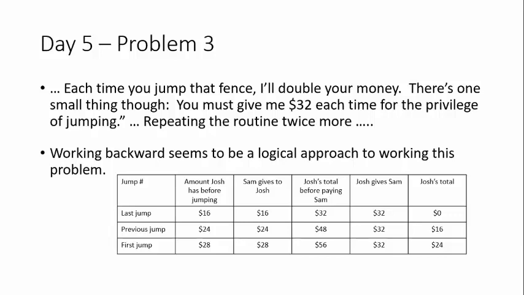After the last jump, Josh had no money. He gave Sam $32. That's all that he had. Remember, Sam is doubling Josh's money, so $32 is twice what Josh already had. Half of 32 is 16. So Josh must have had $16 before he made his last jump. And when he jumped the fence, Sam doubled it. So he gave him $16 for a total of 32.